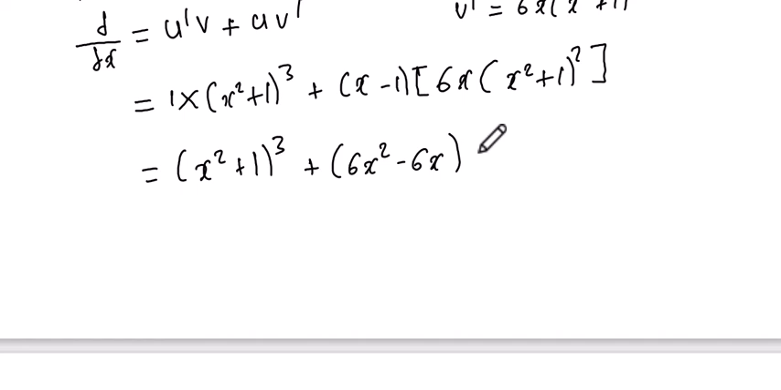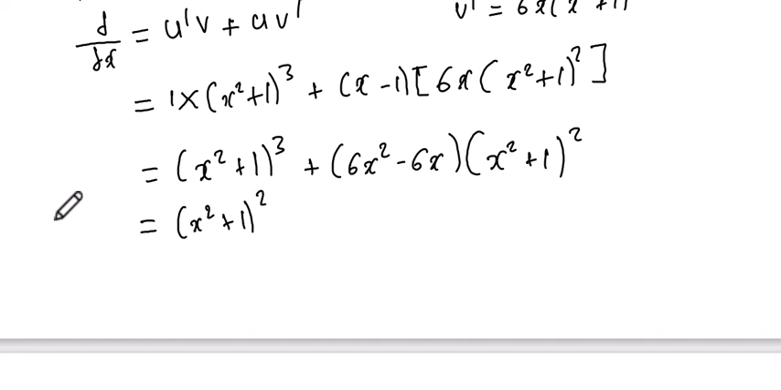Okay, so multiply by x squared plus 1 to the power 2. Okay, so we are now going to factor out what is common. Okay, so what is common is x. So x, open bracket, x squared plus 1 to the power 2. Okay, so we have factored out.